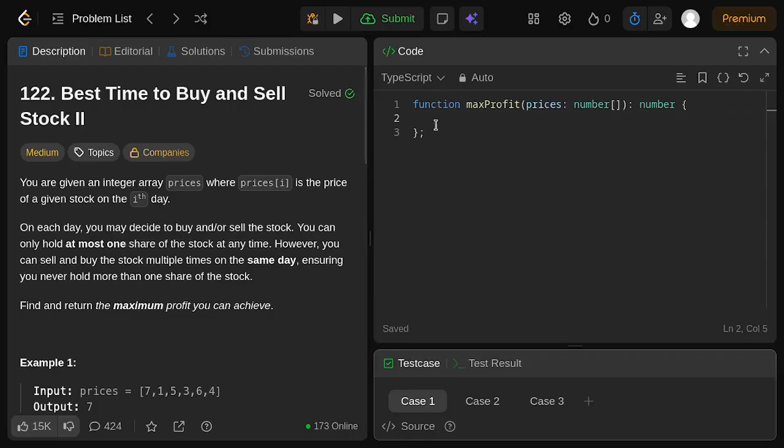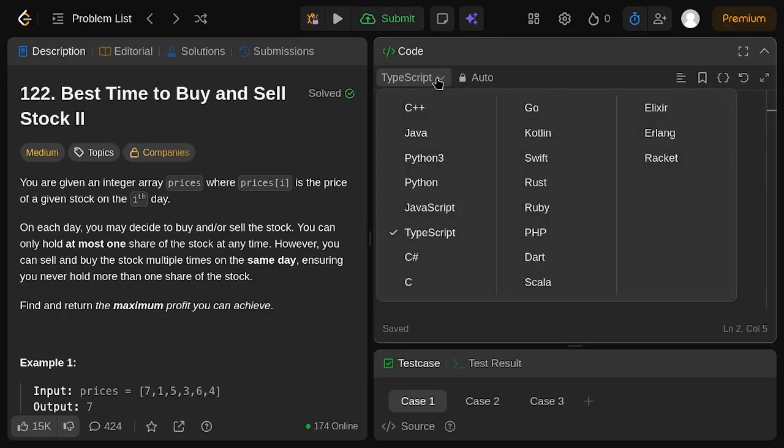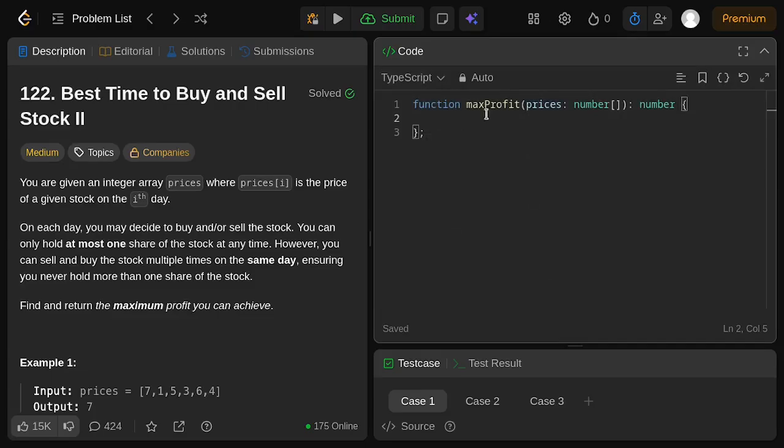For this challenge, we have the function called maxProfit, in the form of TypeScript. If you want to use a language other than TypeScript, then go ahead, I encourage you to do so. We have one parameter, the prices array, a number array, and the expected output is a number or integer. So we need to return an integer instead of any other data type.